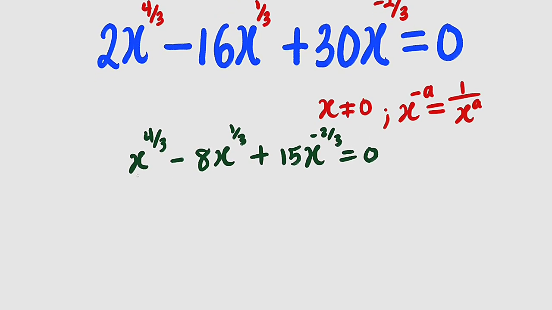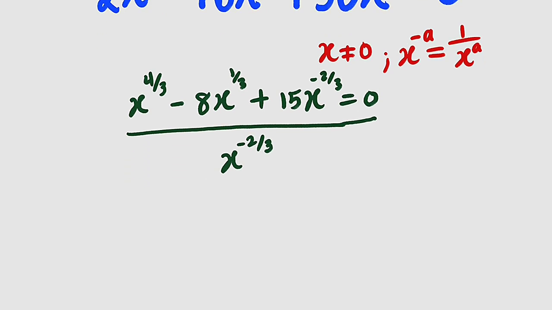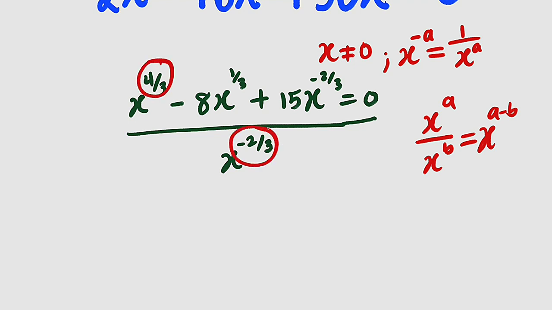And from here we can divide all of these terms by x raised to the power of negative 2 divided by 3. So you know, according to one of the laws of indices, if you have x raised to the power of a divided by x raised to the power of b, this is always equal to x raised to the power of a minus b. Therefore, we are going to subtract these exponents from top to bottom. We take this, we subtract this, we take this, we subtract this, all through.